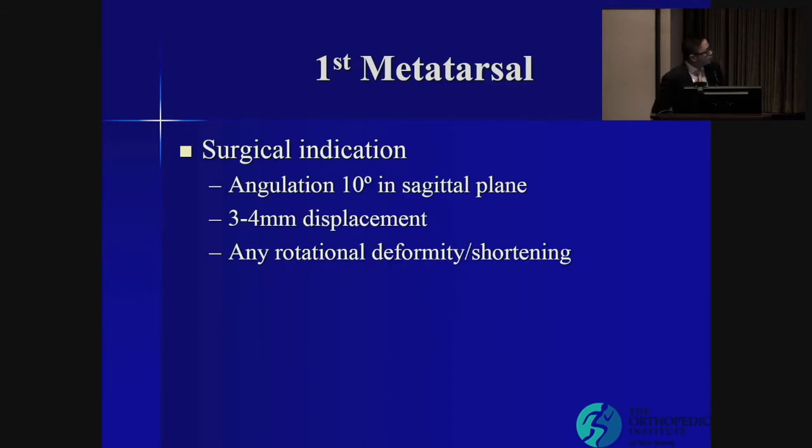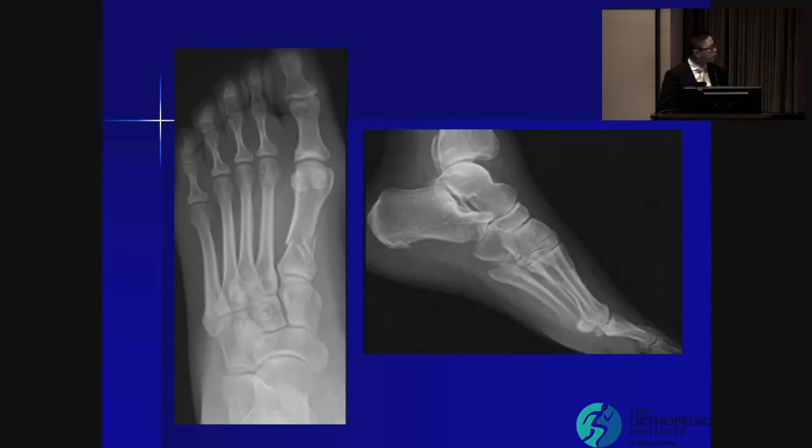But when you do see a 1st metatarsal that's angulated, and you're going to see the same for pretty much all the metatarsal shafts, angulation greater than 10 degrees in any sagittal plane, or displaced more than 3 to 4 millimeters, especially if there's any shortening or rotational deformities, then you start thinking surgical fixation.